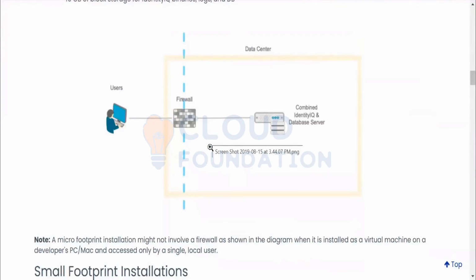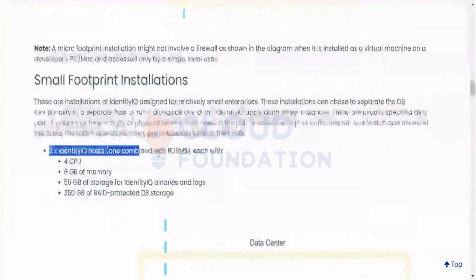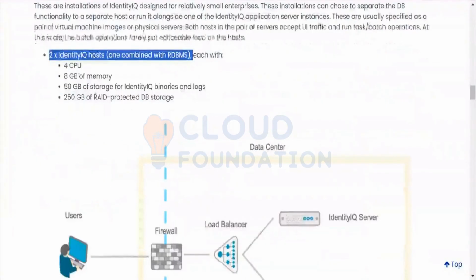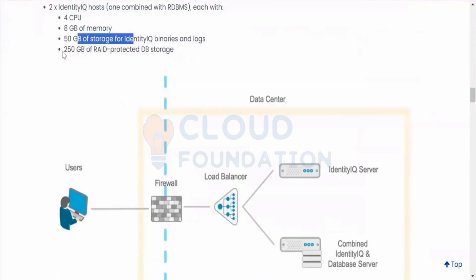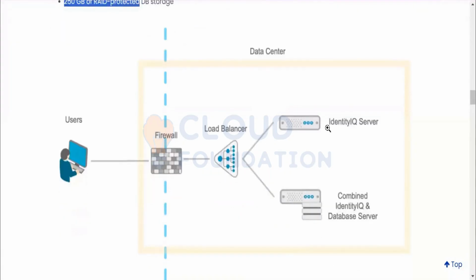When it comes to a small footprint, you need 2 servers. Each server should have a 4 core processor, 8 GB RAM, and 50 GB space. For the database, we should have a dedicated server with at least 250 GB disk space. This is how the data center is going to look. And here we have a load balancer. The load will be split equally between both servers.